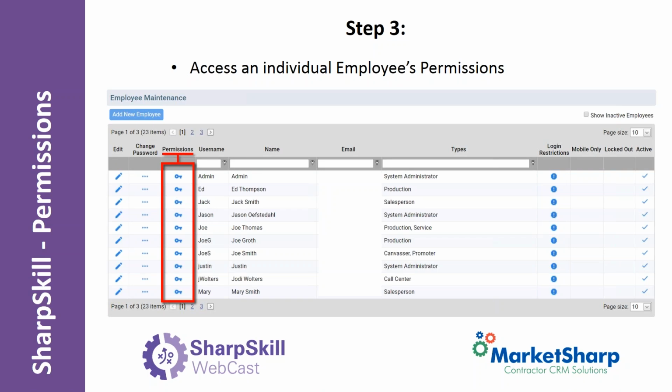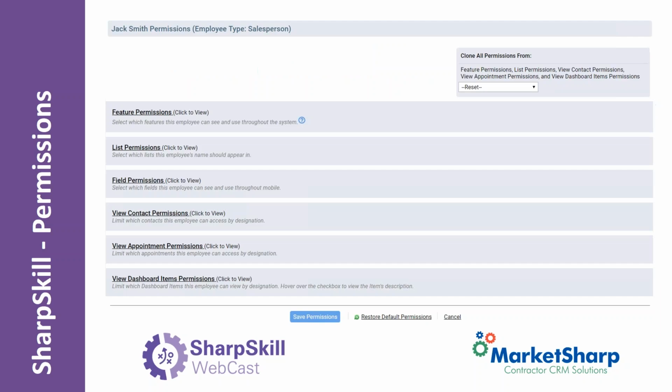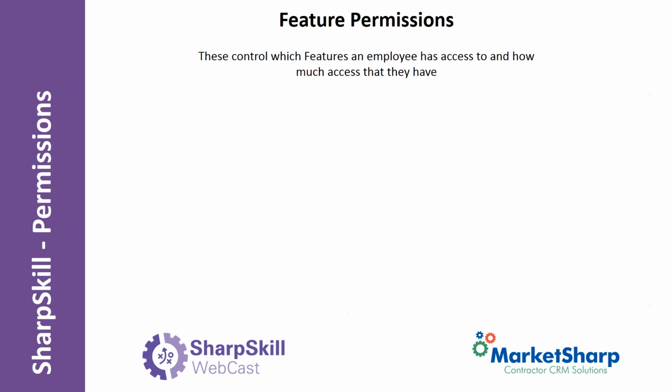Now, this will take you to the individual permissions within that particular employee. Now, permissions come in a variety of functions and styles. The first ones today we're going to look at are feature permissions. These are which functions within MarketSharp an employee has access to and how much access they have to those features.